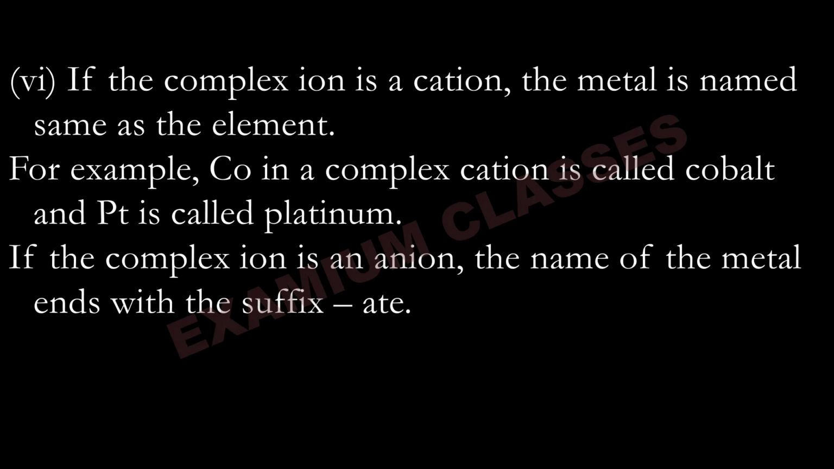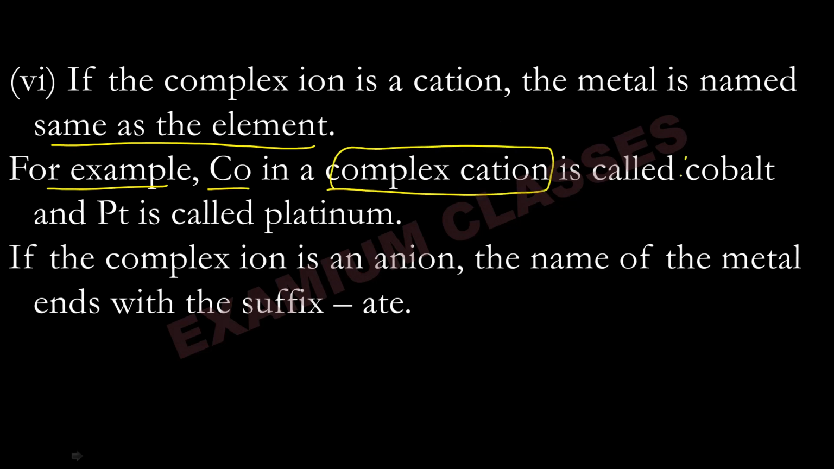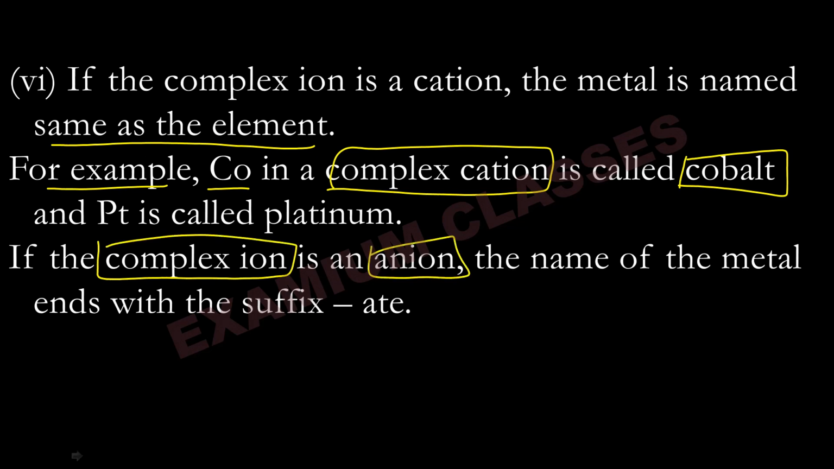If the complex ion is a cation, the metal is named the same as the element. For example, Co in a complex cation is called cobalt, and this is an important point. So just pay attention. If you are sleeping, just come out of your sleep. If the complex ion is an anion, then the name of the metal ends with -ate. And remember, there are exceptions. A few exceptions are there I will be talking about. So I will not say cobalt now, I will write cobaltate.